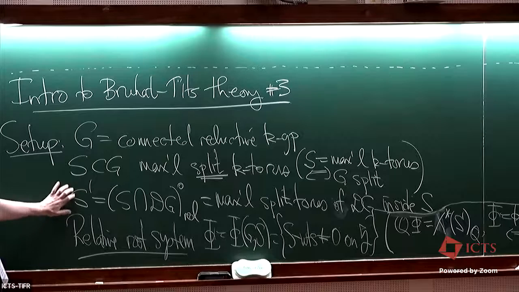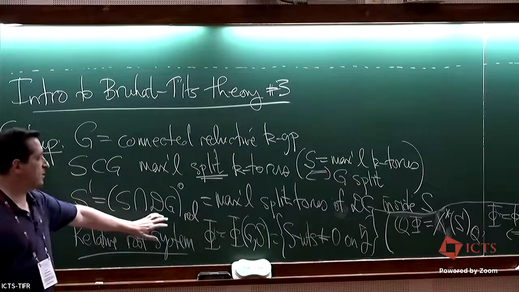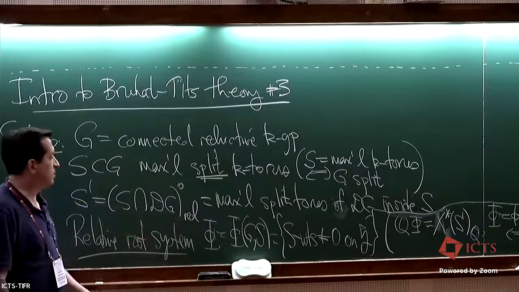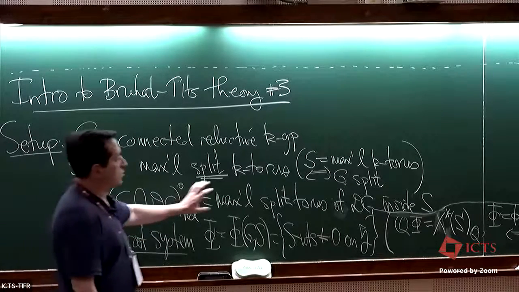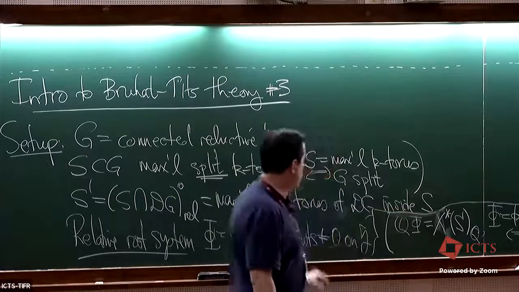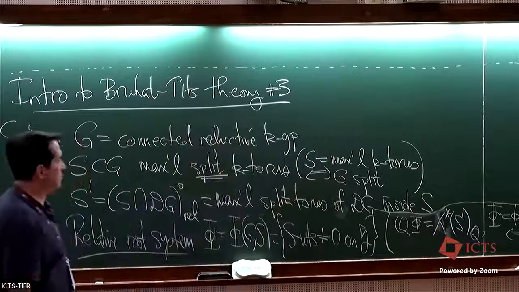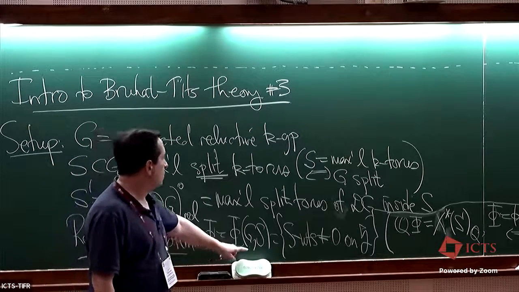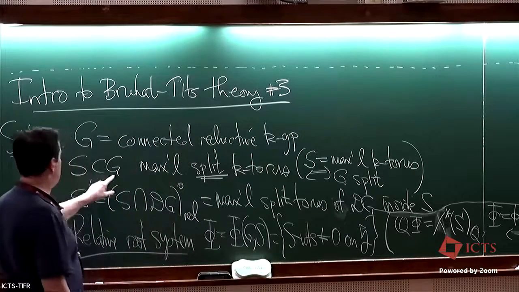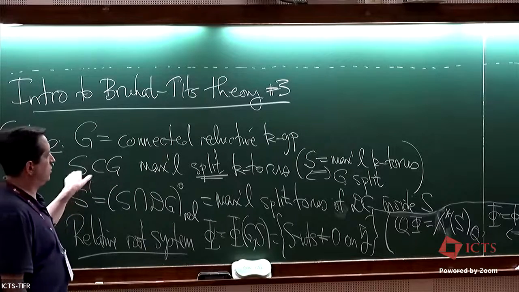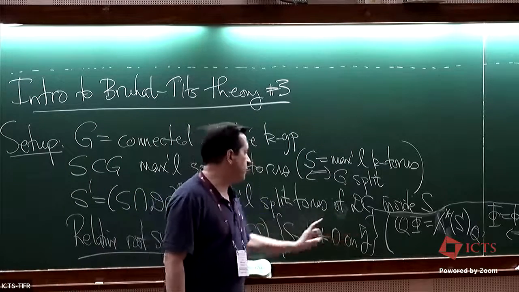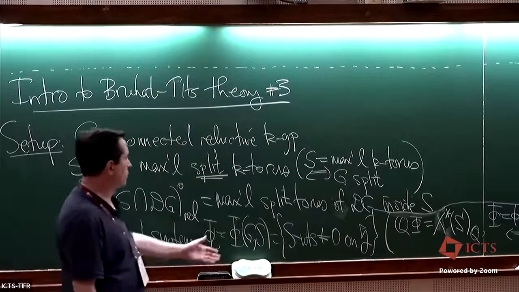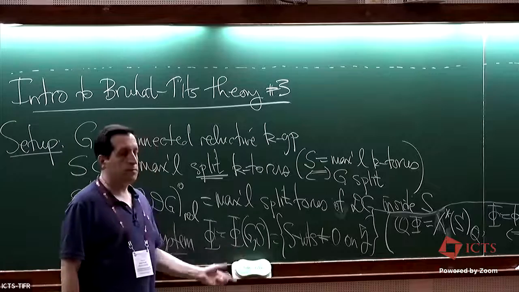And we'll write S prime roughly for the part of S that lives in the derived group, up to disconnectedness and maybe non-reducedness. So this will be the biggest split torus of the derived group, a maximal split torus of the derived group, the unique one that lives inside of S. And lastly, we have the so-called relative root system. S inside G acts through conjugation on the Lie algebra of G, and we look at the non-trivial weights that show up.